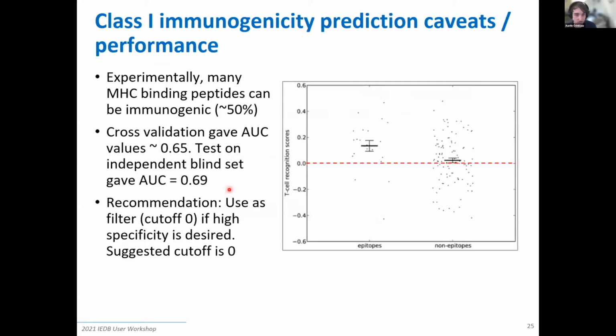Looking at the performance of this tool, like I mentioned earlier, experimentally it's been shown that about 50% of the MHC binding peptides can be immunogenic. When we cross-validated this tool, we had an AUC of 0.65, and when we tested on an independent blind set, we had an AUC of 0.69. Looking at this graph here, we recommend that you use this cutoff of 0 if you want to have a high level of specificity.